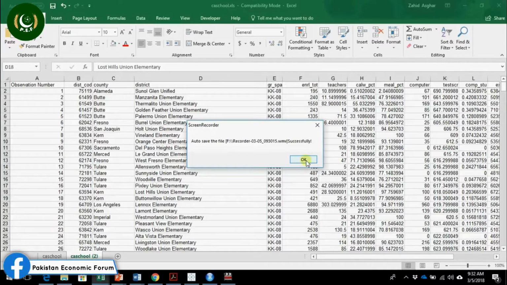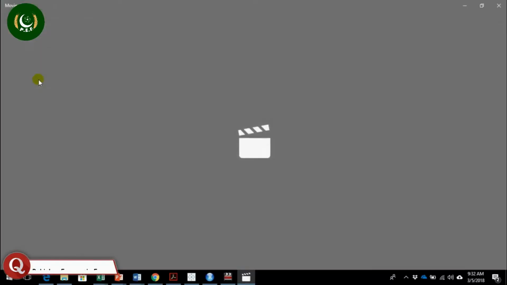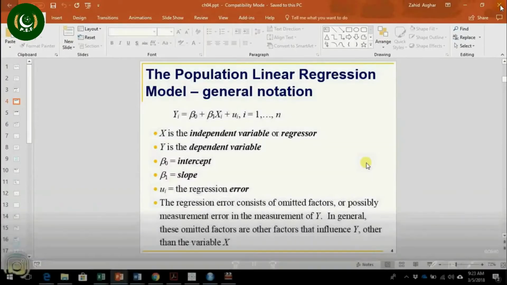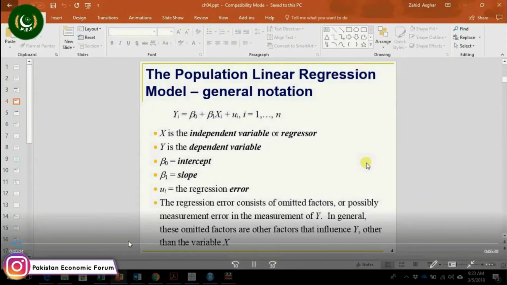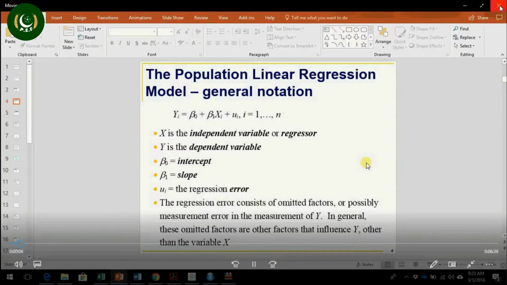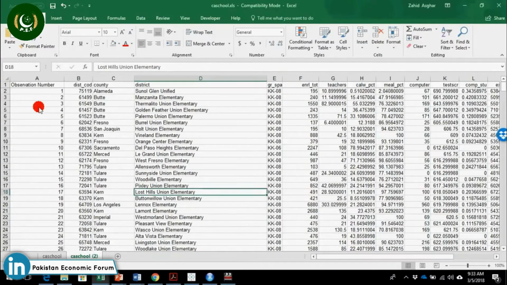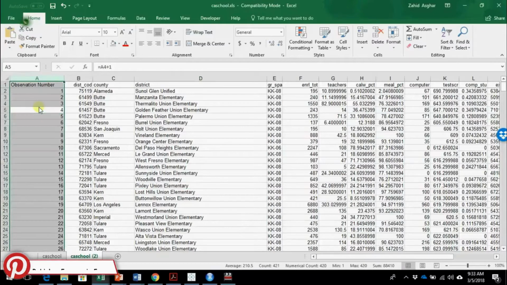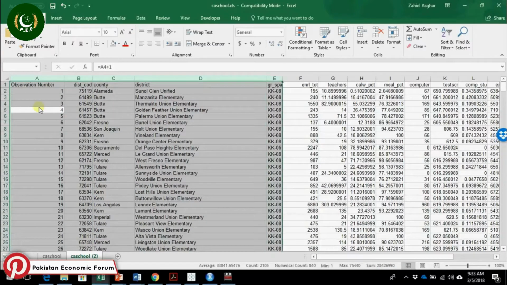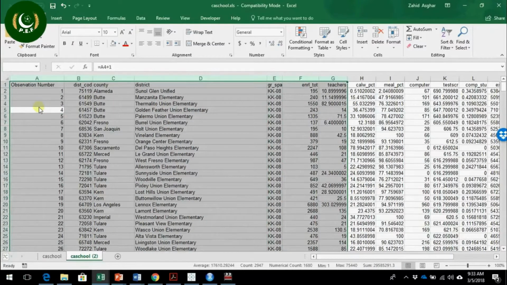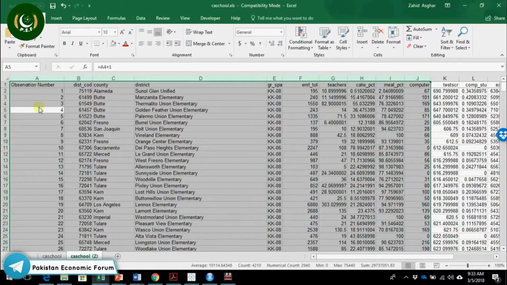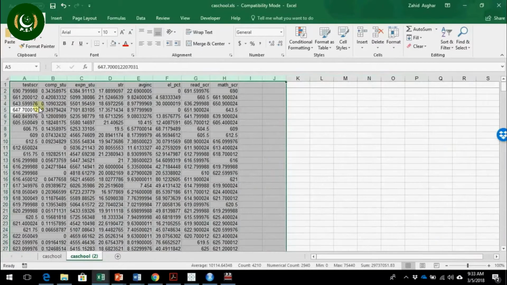I'm going to delete all the others. So we have this data. Observation numbers, we don't need this, and I am going to take only two variables, test score and student teacher ratio. So yes, this is deleted.